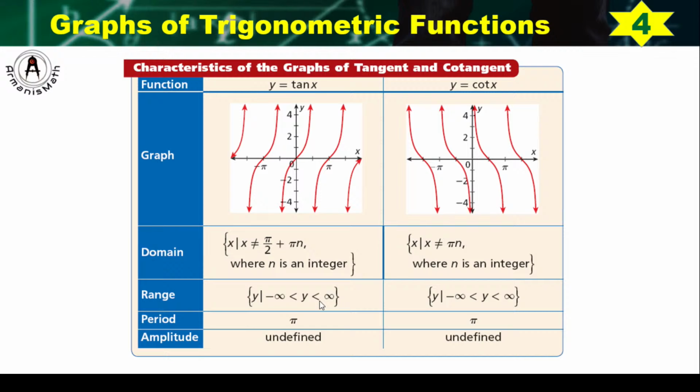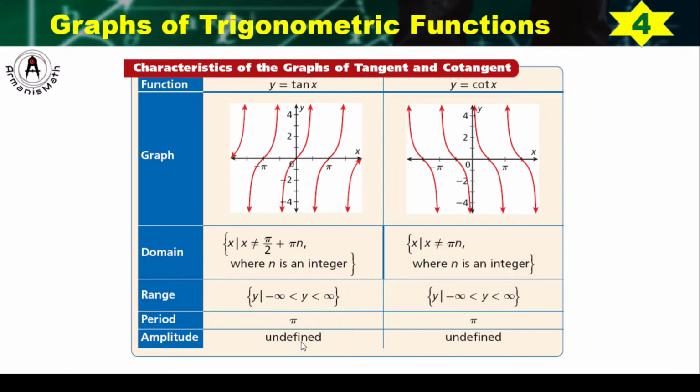The range for y, for the tangent, as we were told, goes all the way up to infinity and all the way down to negative infinity. The period is also different from the sine and cosine. The period is only 1 pi. So you start and finish the entire wave in 1 pi only. Basically in 180 degrees, you start the wave and you finish the wave for the tangent.